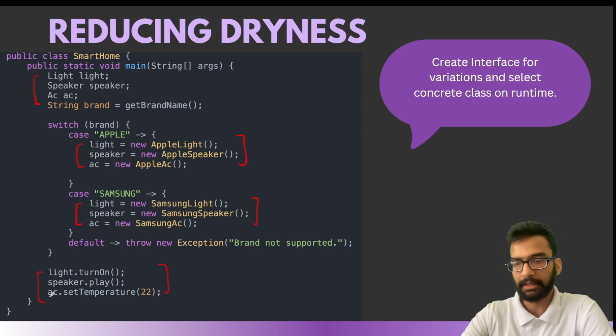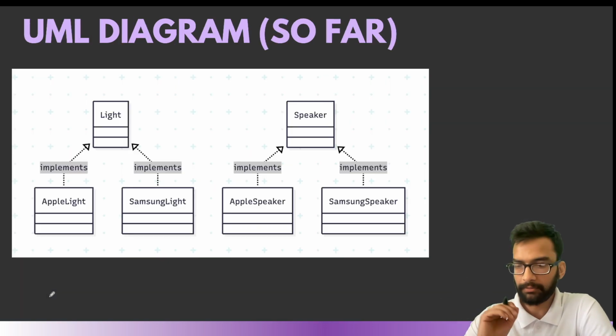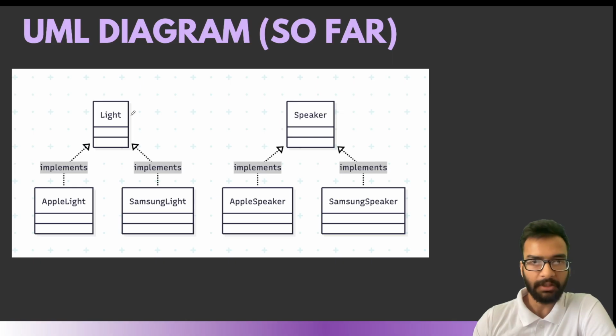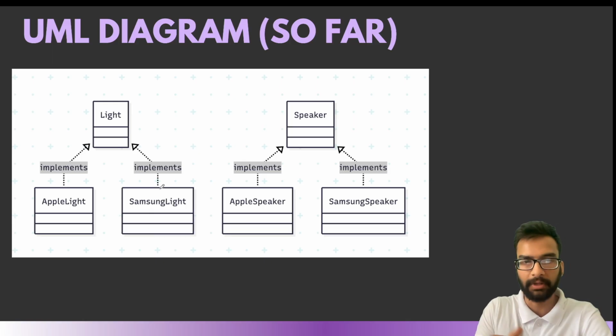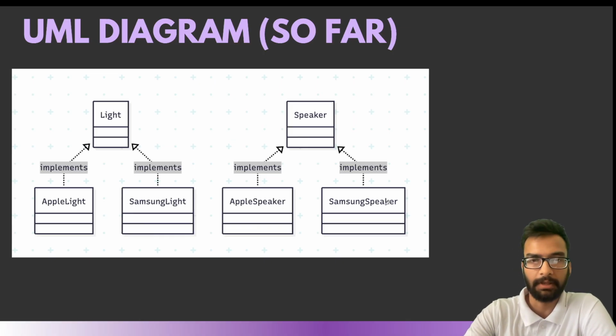So let's see the UML diagram of where we are right now. What we have done so far is we have a light, and it's being implemented by Apple light and Samsung light, which have the implementation of turn on, how they want to turn on the Apple or Samsung light. Similarly, we have the speaker, and Apple speaker and Samsung speaker implement that.